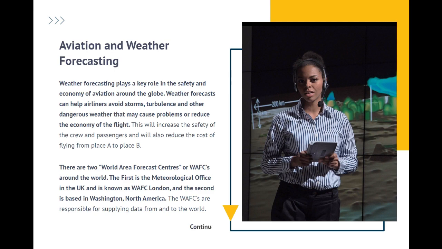There are 2 World Area Forecast Centers, or WAFCs, around the world. The first is the Meteorological Office in the UK, known as WAFC London, and the second is based in Washington, North America. The WAFCs are responsible for supplying data from and to the world.